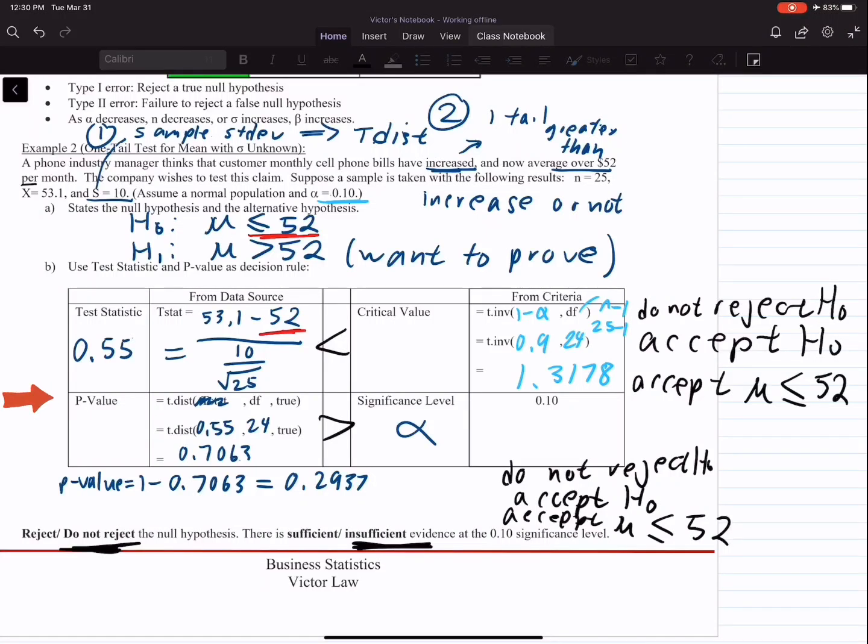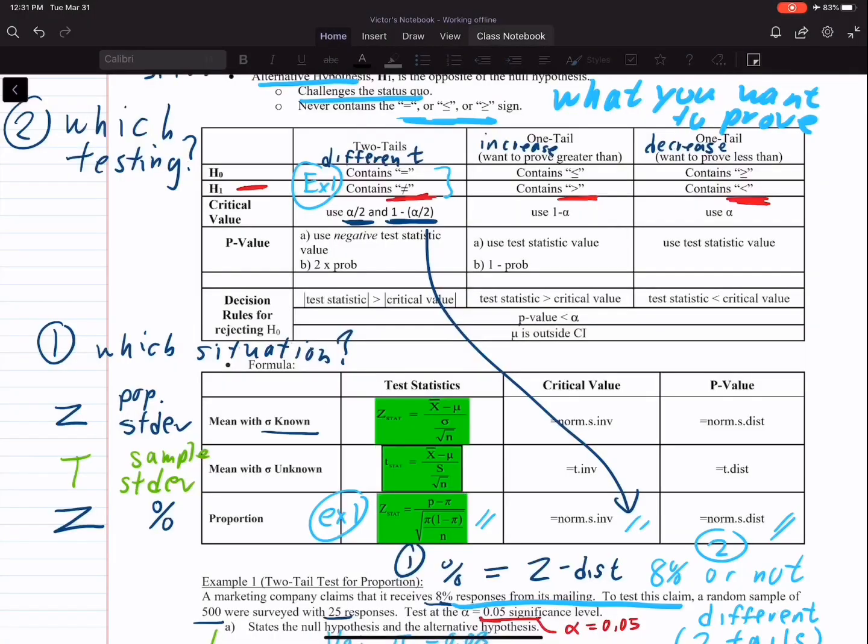Next, we're going to calculate the p-value. To calculate p-value, same idea. We're going to refer to the formula sheets, the two questions that we asked at the beginning. So we know we're in the second situation. We have sample standard deviation. So we're in a situation where we have the mean with sigma unknown, and we have the sample standard deviation. So for p-value, we're going to use t.dist. That's the formula that we're going to use.